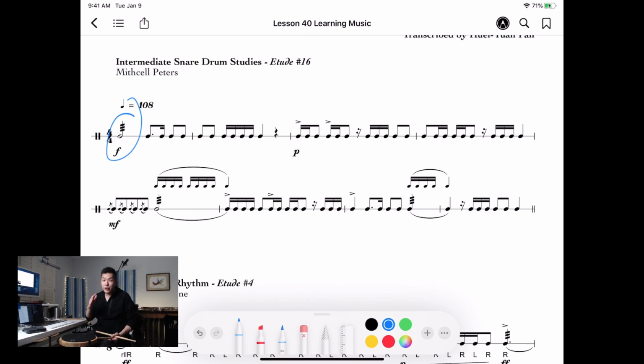So for a beginner, if you don't know that, what you're doing is scanning the music in general. What do I know and what do I not know? If you see symbols or musical notations that you don't recognize, you're going to want to take a moment and take stock of that.